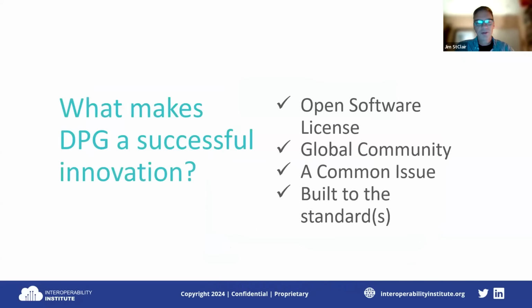So what are some of the key things that make a digital public good a successful innovation and help advance in the marketplace? Well, first of all, of course, an open source software license, the ability to access the product on GitHub and have it available, a consensus-driven community that's maintaining the life cycle of that software product, preferably driven by a global community, and try and get as many participants and collaborators as possible, built around a common issue like health data exchange or clinical data repositories, as an example, and built to standards.